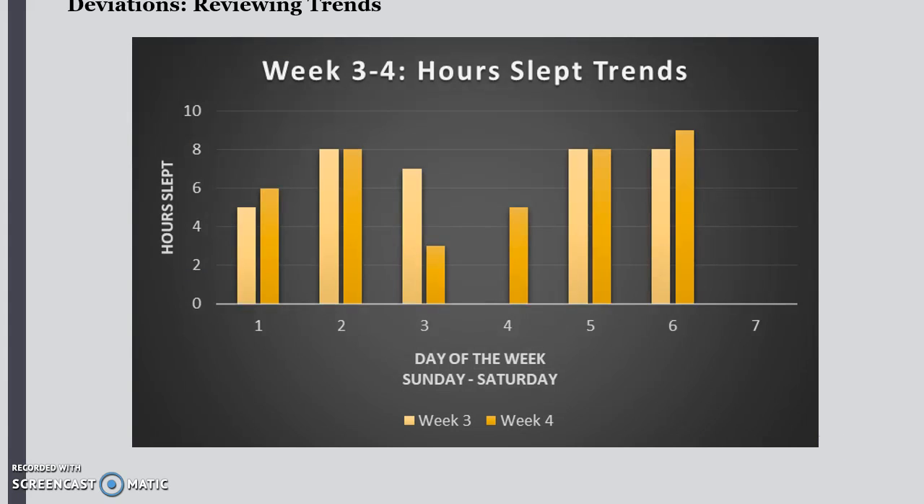Here is one of the charts from the previous slides magnified, and it shows the trends of the hours that I slept in weeks 3 and 4. As you see, the hours slept are on the left hand side, and 1 through 7 is Sunday through Saturday for weeks 3 and 4.